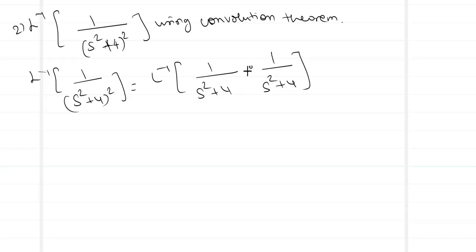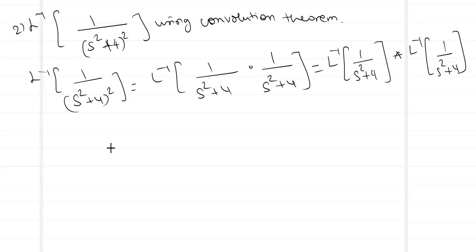Whenever I have a product, by the corollary of the convolution theorem, I can split it into two terms, but this multiplication on splitting becomes convolution of 1 by s square plus 4. Now this gives me Laplace inverse of 1 by s square plus 4, which requires a 2 in the numerator because this is s square plus 2 square. So balance it by multiplying and dividing by 2. Similarly, here also you require 1 by 2 and 1 by 2. So this totally makes it 1 by 4.